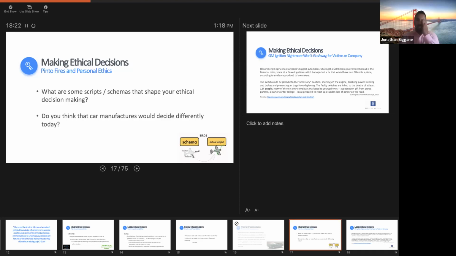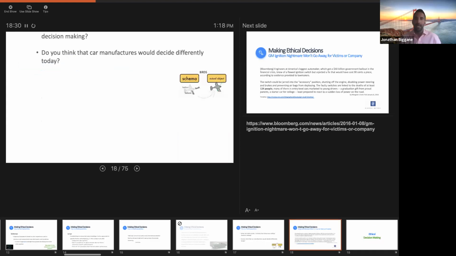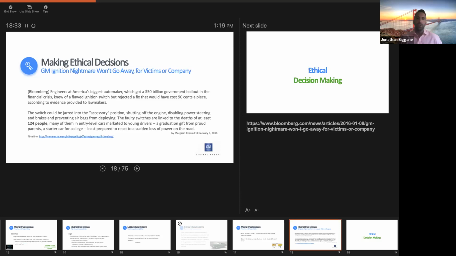So if I were to ask you, is this likely to happen again today, or could it happen again today? Most of us would hope that it wouldn't. Unfortunately, that's not the case. This is an article from just a few years ago, and what happened is that GM, one of the biggest automakers, and also one that got a $50 million government bailout, found that they had a flawed ignition switch, but rejected a fix that would have cost 90 cents a piece per car.